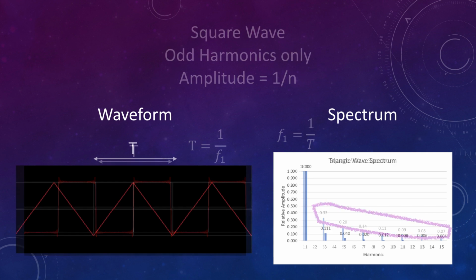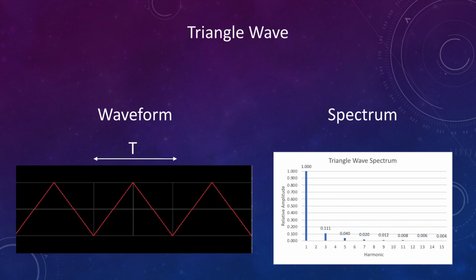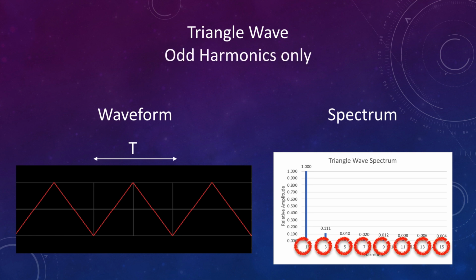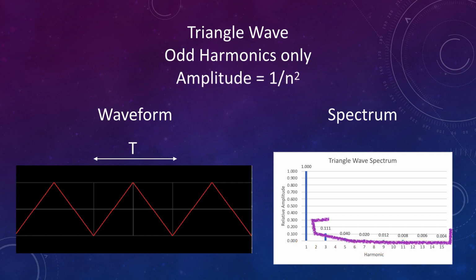A triangle wave looks like the top of a triangle and is also made up of odd harmonics. It sounds like this. The amplitude of each harmonic is equal to 1 over n squared. Notice that the harmonics are much smaller in amplitude than those of a square wave. If you know the fundamental frequency, you can find the period by using T equals 1 over F1. If you know its period, the fundamental frequency F1 is 1 over T.